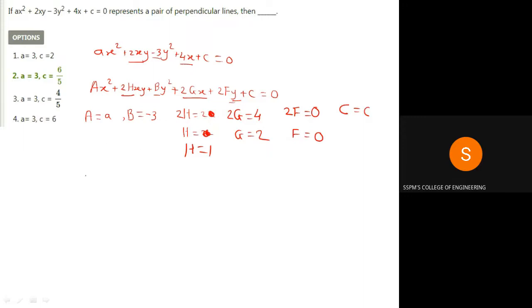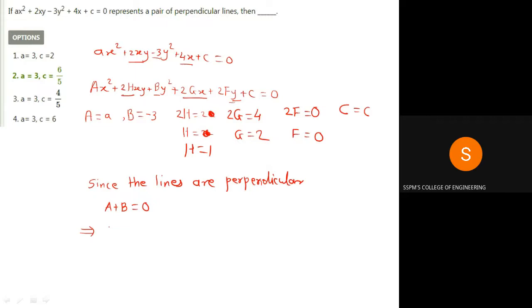Now, what is given in the equation? The lines are not parallel, they are perpendicular. So lines are perpendicular. We have already solved a similar example. So a plus b is equal to 0. Whenever the lines are perpendicular, you can write a plus b is equal to 0, and when the lines are parallel, you can write h square is equal to ab. So here it is a plus b is equal to 0.